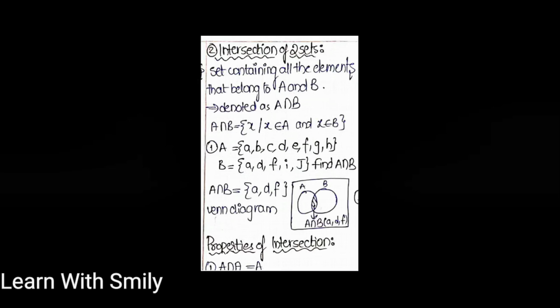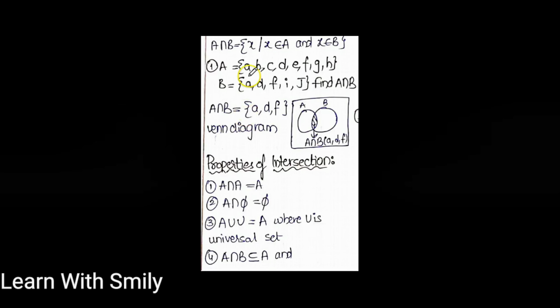Now we're going to learn about the intersection of two sets. What is meant by intersection? It is the set containing all the elements that belong to A and B. It is denoted as A intersection B, which equals X, where X is an element that belongs to A and also X belongs to B, which are belonging to both the sets, which are common in both of the sets.